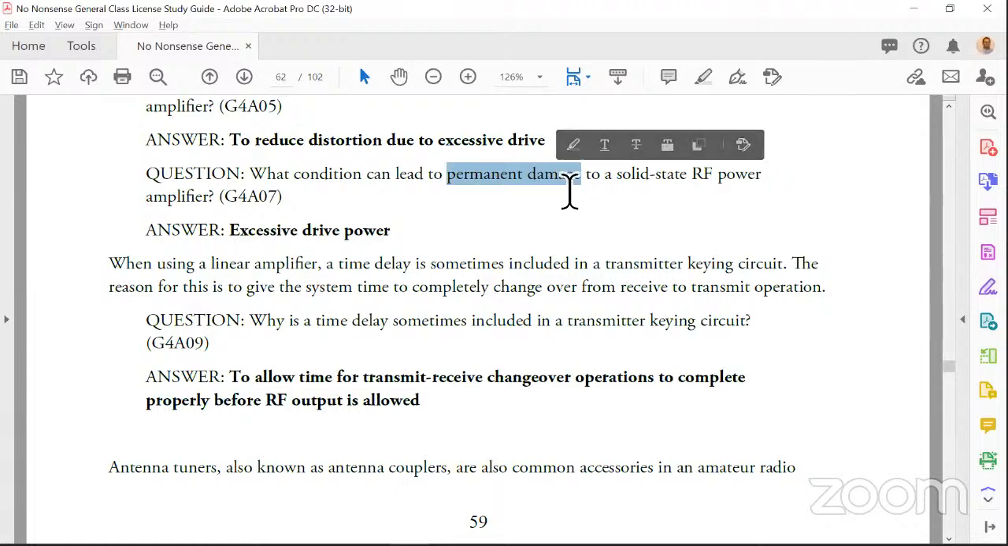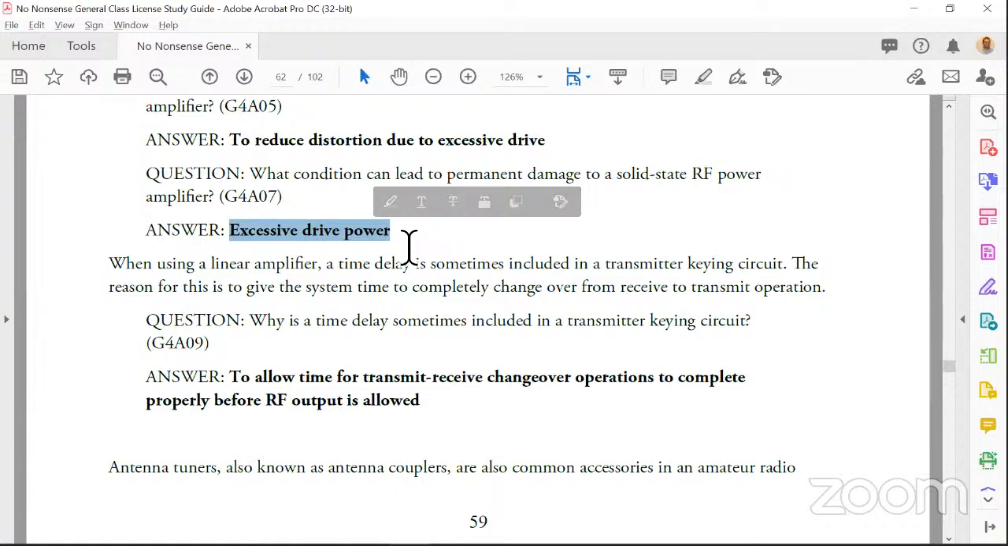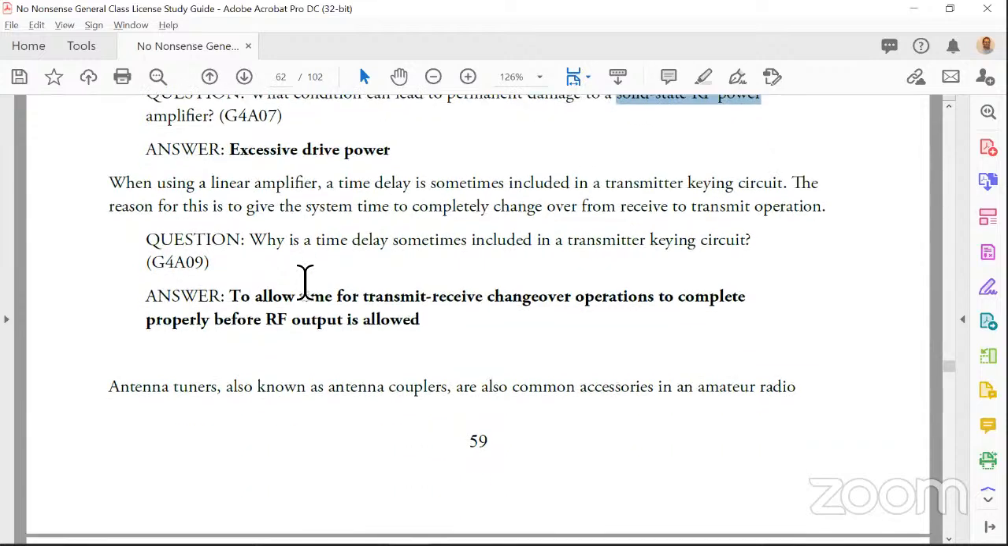So we said that if we drive too much power from our transceiver to the amplifier, we could damage it. And that's the answer. Excessive drive power. But that excessive drive power is from the radio transceiver or the transmitter that is connected to the amplifier. We're sending too much power from that radio to the amplifier, and we can damage it if it's a solid state power amplifier. Next question.